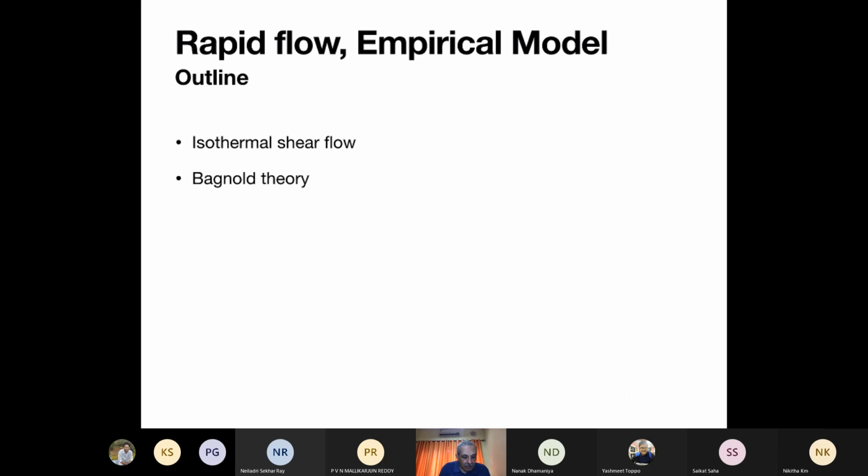Okay, so we'll do that, and then I'll talk a little bit about the first theory for granular flows, which was done in 1954. That's a very simple theory, but it essentially agrees with all we have been doing from the kinetic theory.